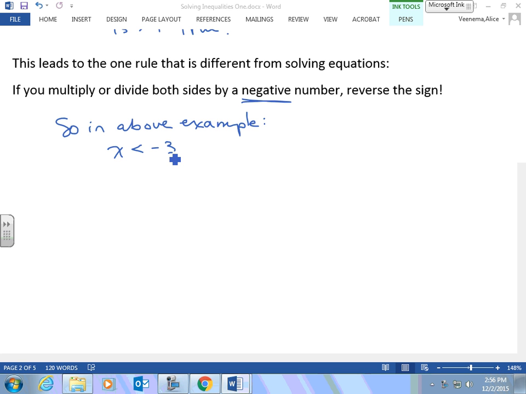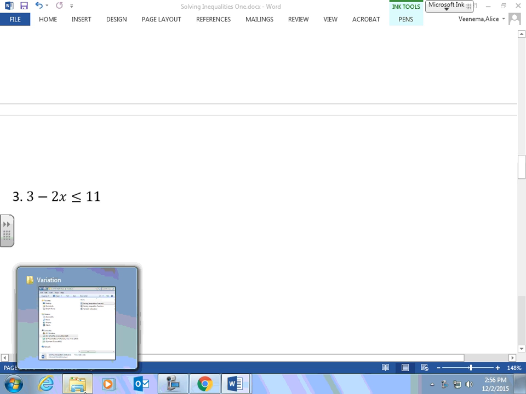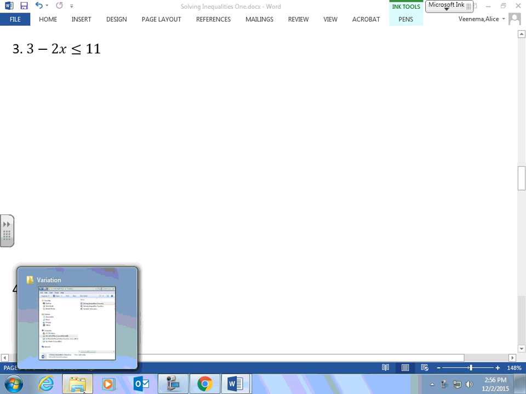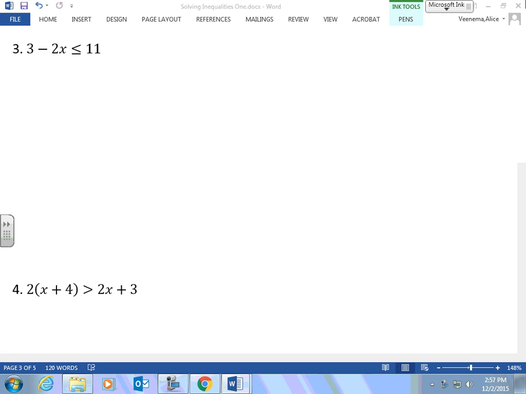Okay, so let's take a look at this next example. 3 minus 2x is less than or equal to 11. We want to isolate that 2x term, so we'll subtract 3 from both sides. So we have 8 and negative 2x. To get 1x, we need to divide both sides by negative 2.